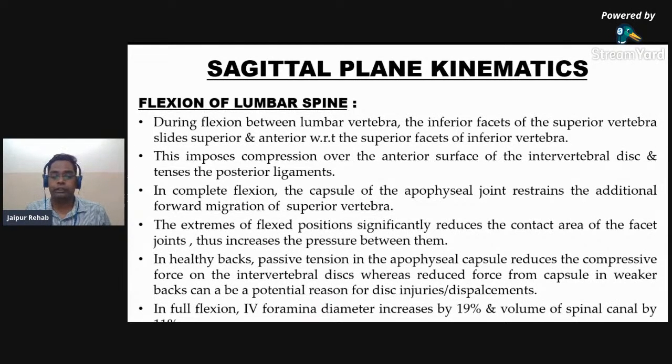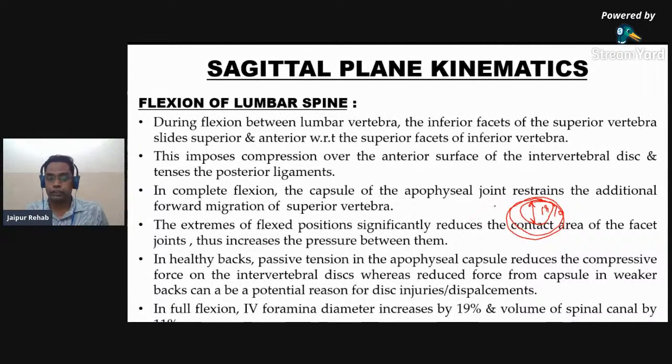The intervertebral foramina diameter increases by 19% and the volume of the spinal canal increases by 11%. So if my intervertebral canal diameter is increasing by 19% in flexion, then in cases of spinal canal stenosis, where the intervertebral canal diameter has reduced, I can ask the patients to go for flexion regime exercises, and I can attain postures which would give the spine a flexion posture, right?